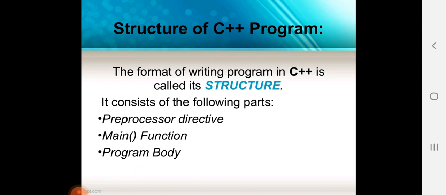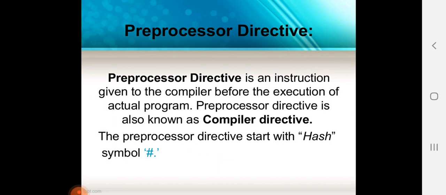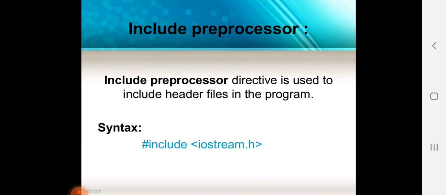And what is the structure of a C++ program? It consists of the following parts: preprocessor directive, main function, and program body. So what is meant by preprocessor directive? It gives instructions to the compiler before the execution. For example, the hash symbol. And then how can you include a preprocessor? #include <iostream.h> is used to include header files in the program. Here #include just includes the header file iostream.h.